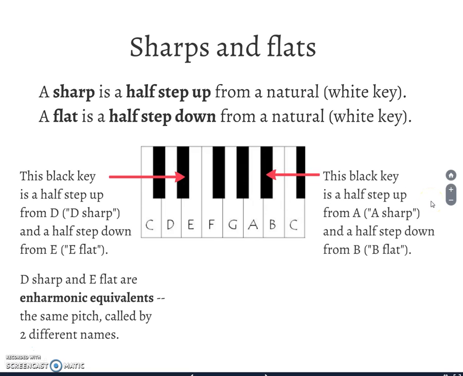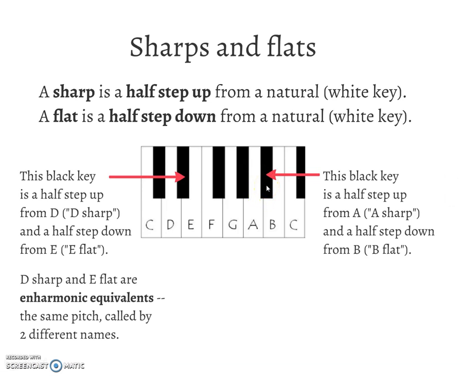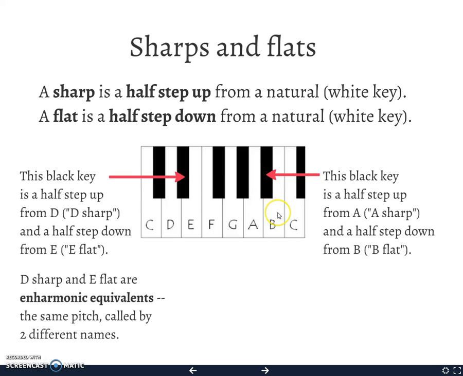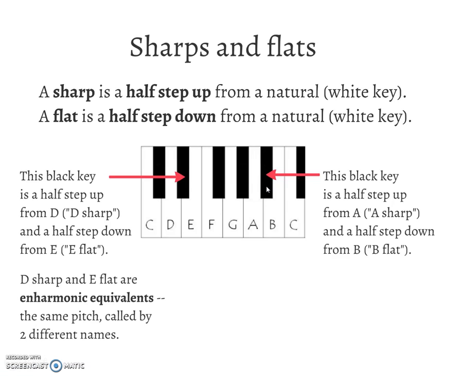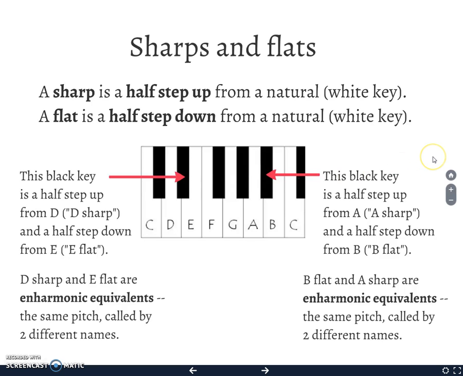Let's see another example. This black key here is a half step up from A. There's A. Next thing you run into as you go to the right is here. And also it's a half step down from B. There's B. As we go to the left, we also run into this black key. So we can call this note A sharp and B flat. B flat and A sharp are enharmonic equivalents. They're the same pitch called by two different names.